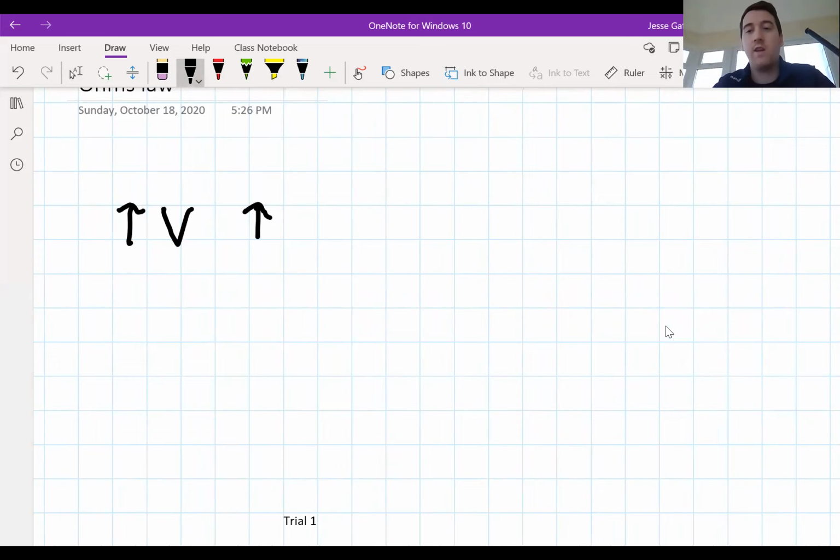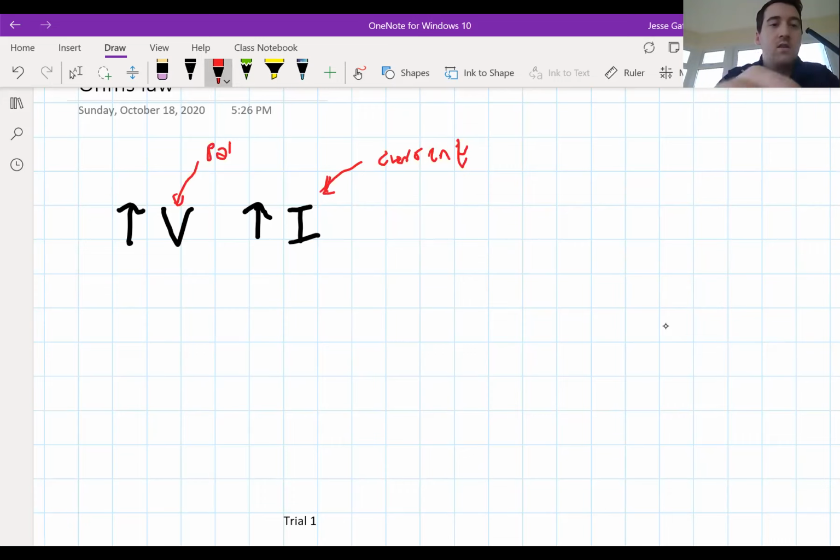What's the symbol for current? 1, 2, 3. The symbol for current is a capital I. Okay, so increased voltage increases current. So just to be clear, this here is current, and this one here is potential difference. Sorry, that's not very tidy. Potential difference measured in volts.